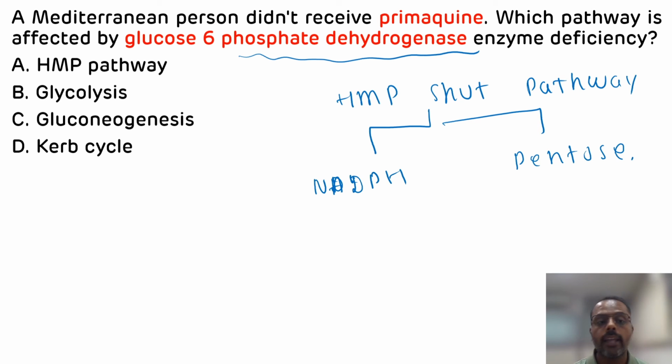Fine. If there is a deficiency of glucose 6-phosphate dehydrogenase, then we should not give primaquine, sulfa drugs or fava beans to the patient, because they will precipitate an attack of G6PD deficiency by increasing the oxidative stress, and as there is a deficiency of NADPH, the patient will go into a hemolytic attack. Fine. So the correct answer is A, that is the HMP shunt pathway. You have to remember that glucose 6-phosphate dehydrogenase is the rate limiting enzyme of the HMP shunt pathway, and it is associated with the synthesis of NADPH and pentose sugars.